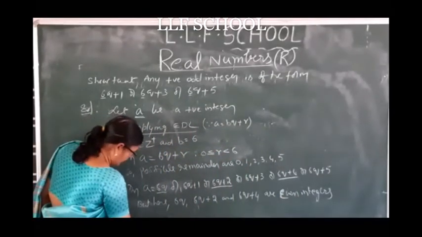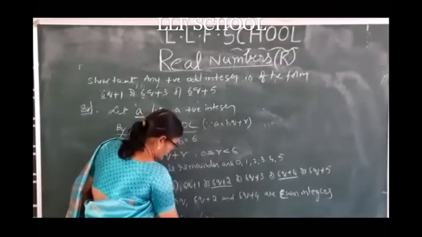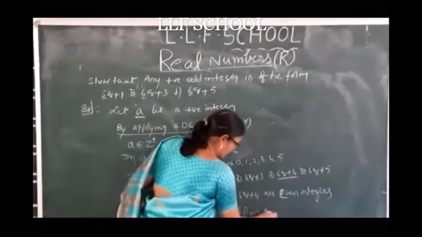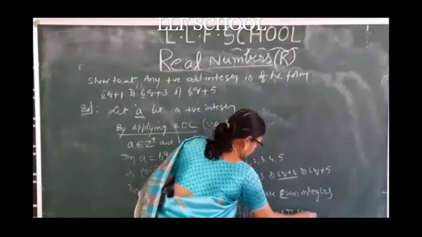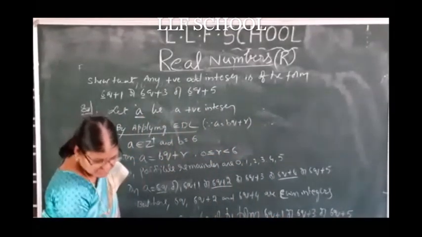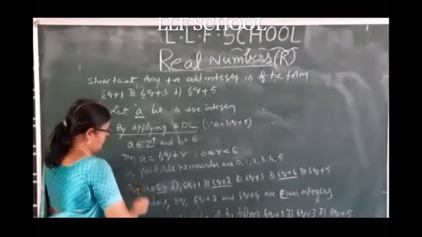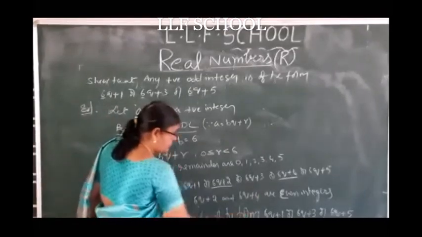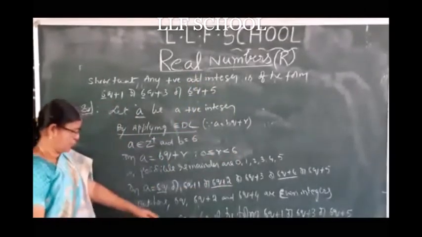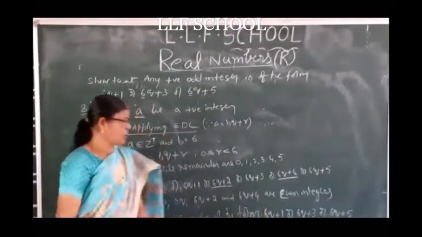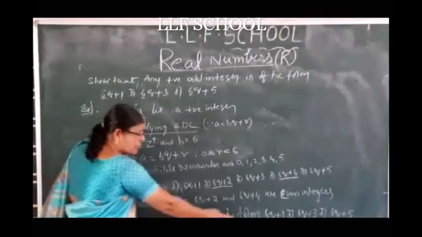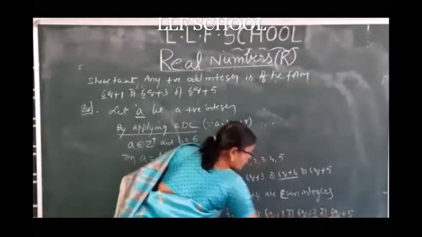Therefore, A can be of the form of the remaining values: 6Q plus 1 or 6Q plus 3 or 6Q plus 5. That means any positive odd integer is of the form 6Q plus 1 or 6Q plus 3 or 6Q plus 5.